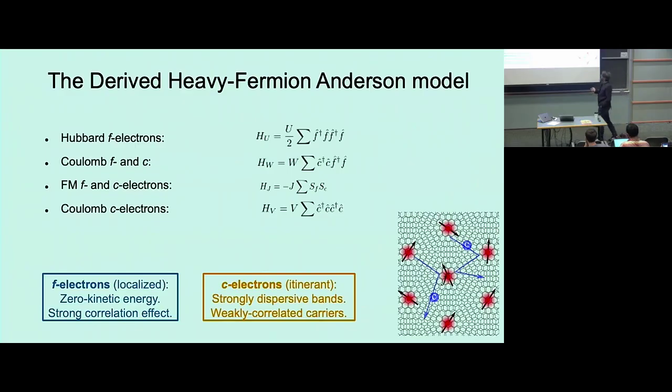You also get a ferromagnetic coupling between some U4 moments, the U4 spins of the light and heavy electrons. Basically, the idea is that this is a standard, solvable problem. It's a Hubbard term for the F electrons, which carry the correlation, and the C electrons are almost linearly dispersive. There's a small mass, which is the continuum model bandwidth, but really they're strongly dispersive and they're weakly correlated carriers.